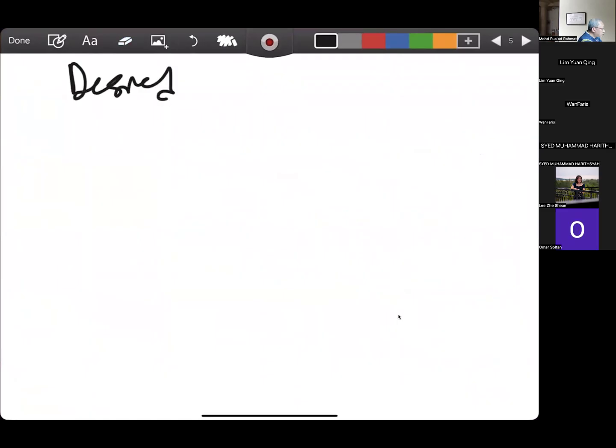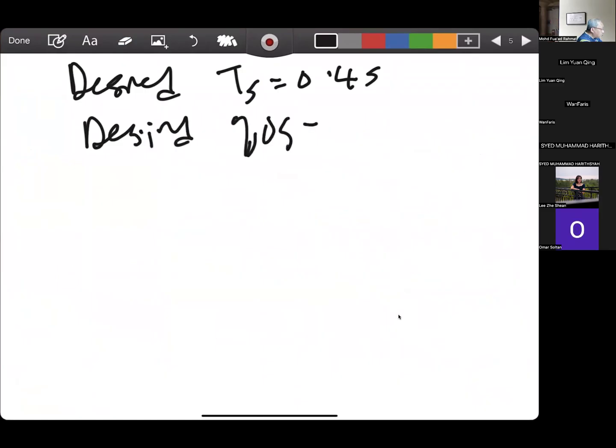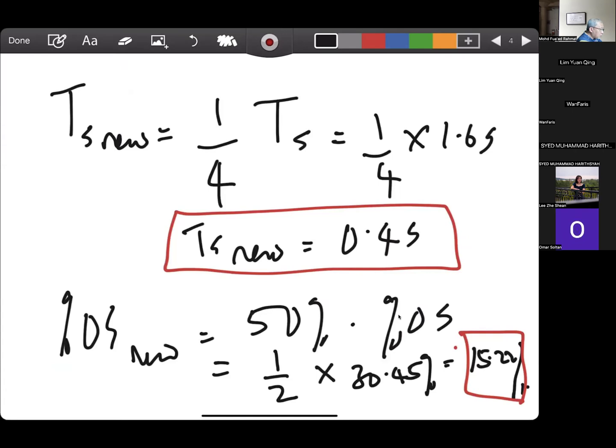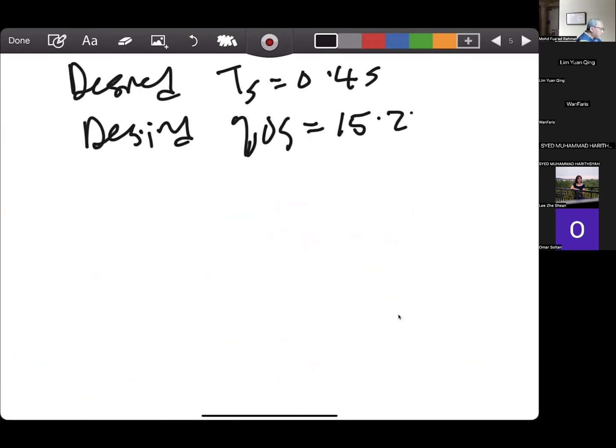Desired settling time is already 0.4 seconds. Am I right? Desired overshoot is 15.22, okay? So how to find the desired poles or dominant poles?